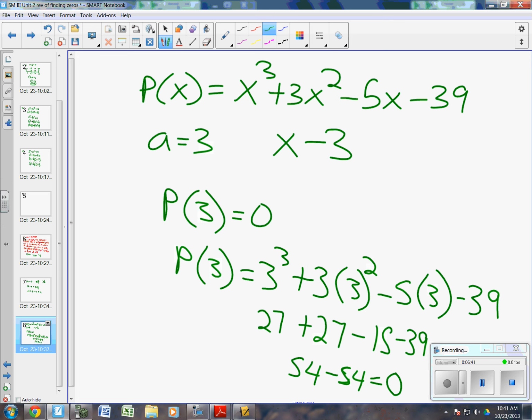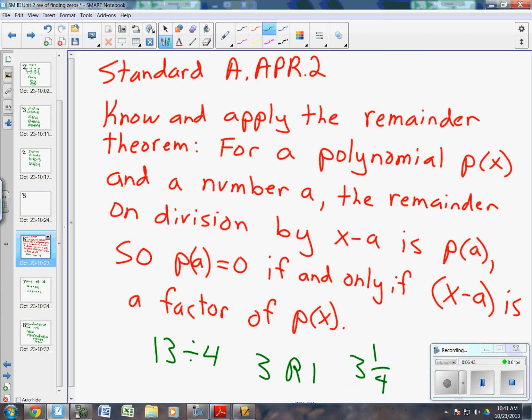Well, the definition was using the letter a. For a polynomial p of x and a number a right here, x is our variable. We're saying that we're going to plug in a number for x. So a stands for a real number. In this case, we chose a to be 3.